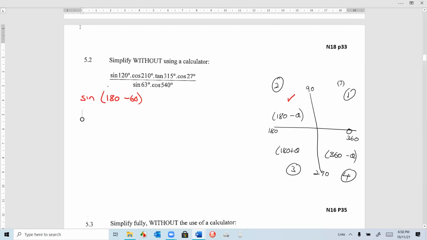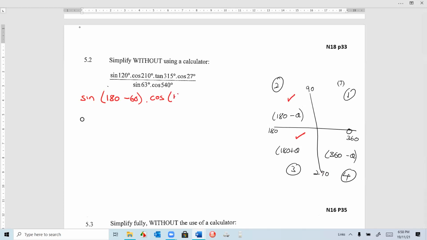Then we go to the next one, and the next one you see is 210. So in which quadrant is 210? 210 is lying between 180 and 270, so there's my 210 there in quadrant 3. For that one, I'm going to use cos.